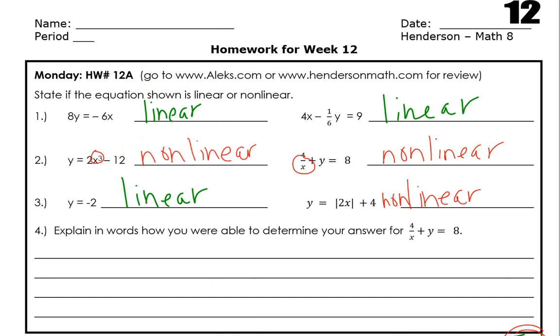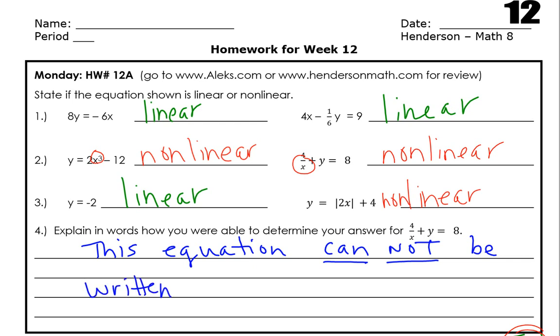The next question asks you to explain in words how you were able to determine your answer for this equation. Well, I'm going to give you a response that works for every single question. It doesn't matter whether it's linear or nonlinear, this is the statement you go to. This equation, and now this is the only thing that's going to be different. You're either going to say can or you're going to say cannot. This equation cannot be written in y equals mx plus b form. That's it. That answer works for every question.